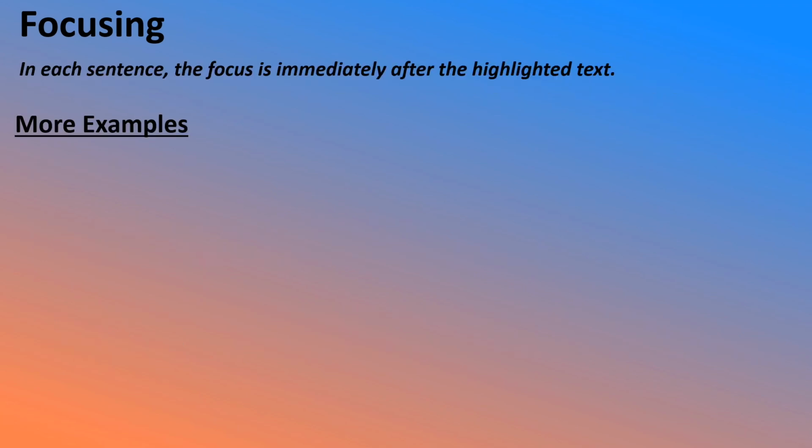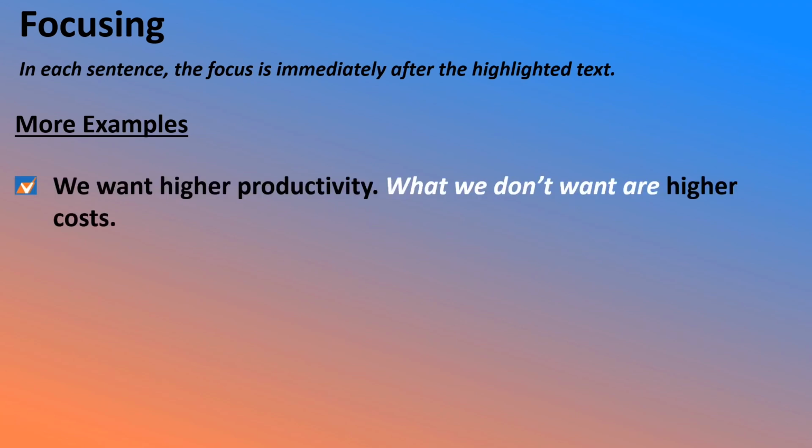Here's some more examples of focusing. In each of these sentences, the focus is on the issue immediately after the highlighted text. We want higher productivity. What we don't want are higher costs. So the emphasis is on higher productivity.